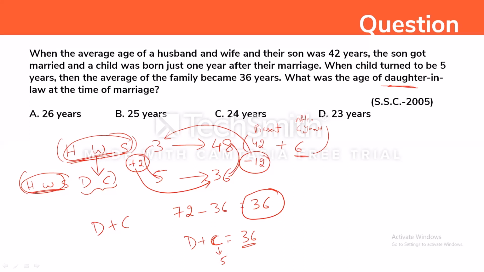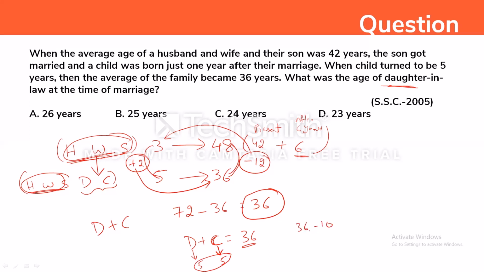When the sum of the daughter-in-law's age and the child's age is 36, here the sum of child and daughter-in-law's age is 36. So the child's age is 5. We need to decrease 5 from the daughter-in-law as well. So total 5 plus 5, 10. So 36 minus 10.